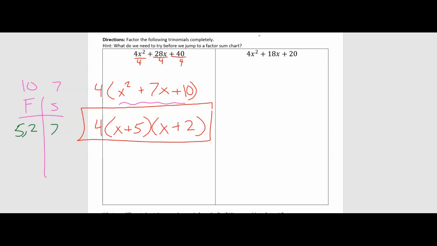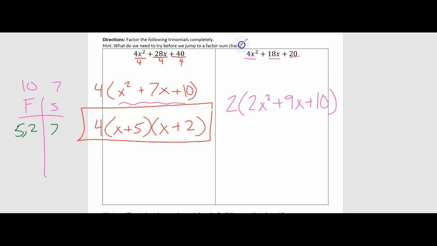If not, pause the video, give that a go. The greatest common factor here actually isn't 4, right? Because 18 is not divisible by 4. The greatest common factor here is 2. So we're going to factor out a 2. That gives me 2x squared plus 9x plus 10.